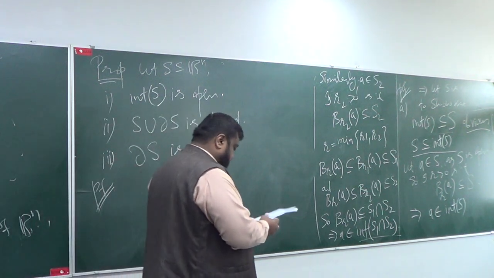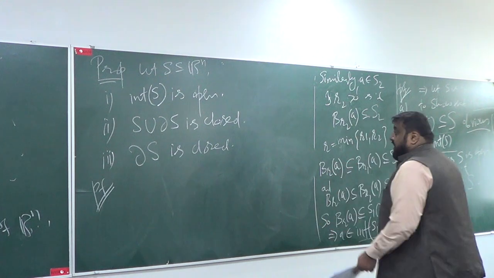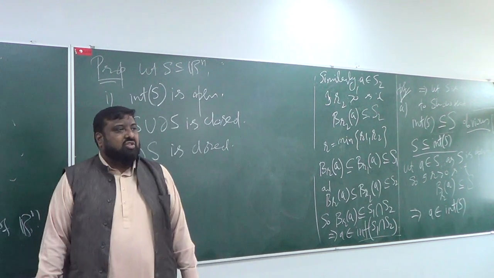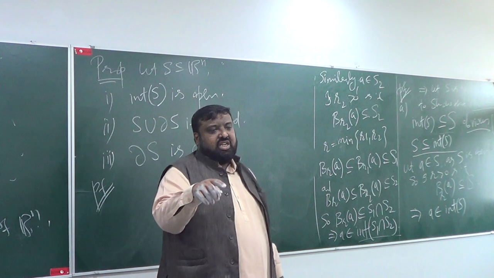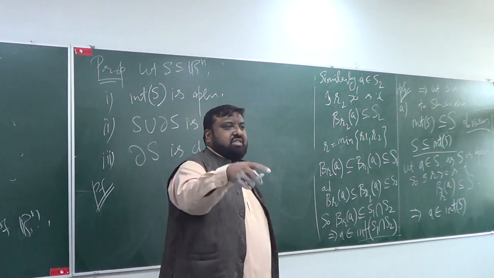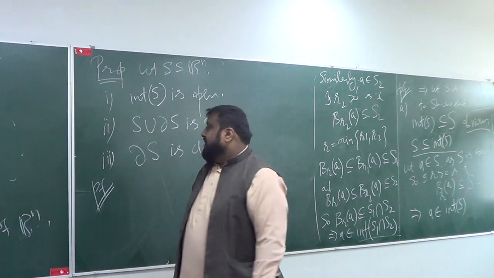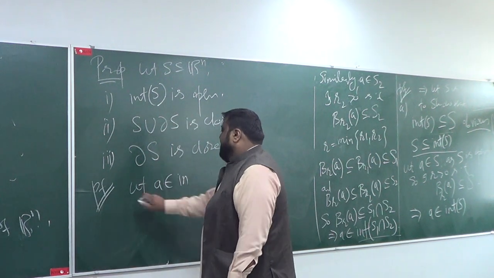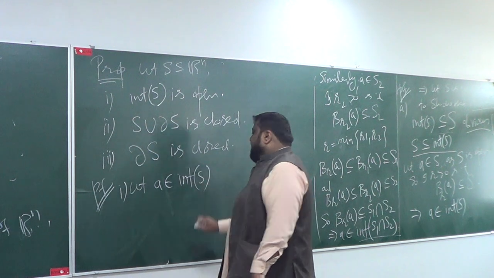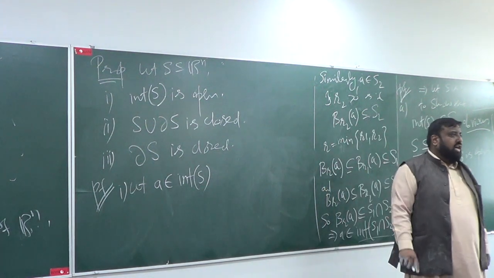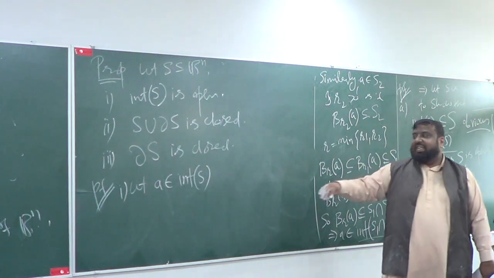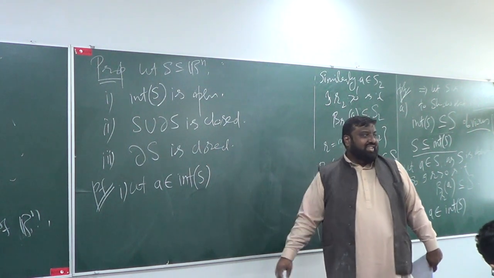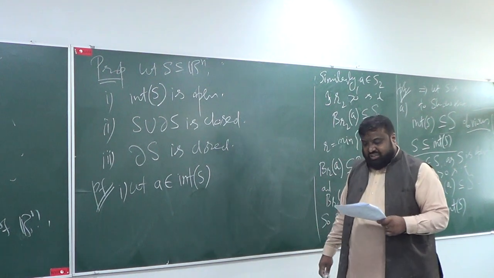The interior is open. If you want to prove something is open, what do you need to do? You have to take a point from it, draw a ball, and show that that ball is inside that set. So if I take a point from the interior of S, I need to show that I can draw a ball around it, and that ball is entirely contained in the set interior of S, not just S. That's what you have to think about doing.